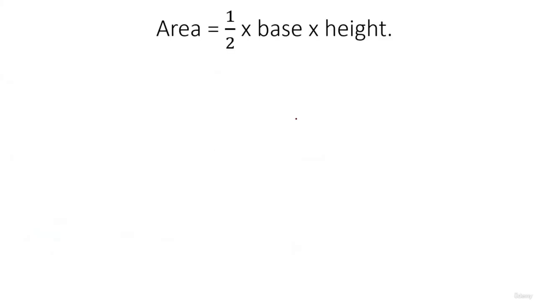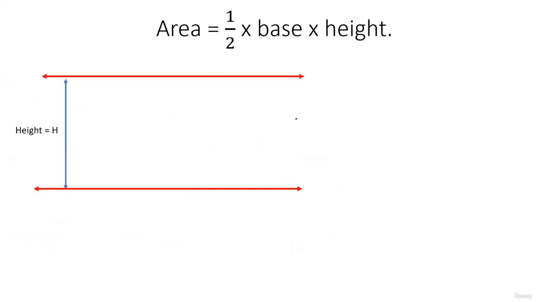Let's take it a bit further. Now we saw that the area of a triangle is half into base into height, isn't it? So guys, what we do is I take two parallel lines, and we know that the distance between the two parallel lines is always equal, right? So we call it h, or the height in this case.